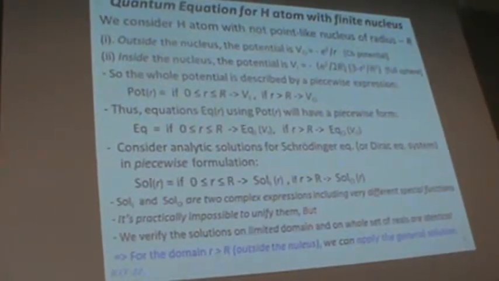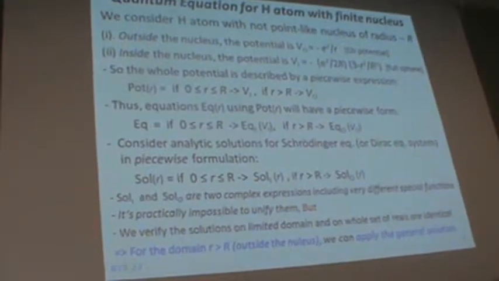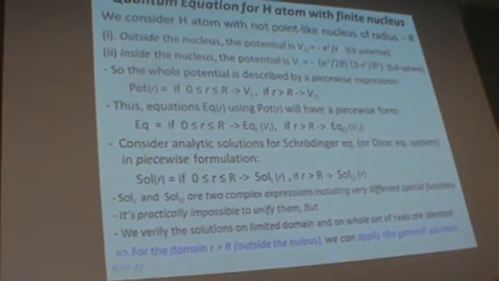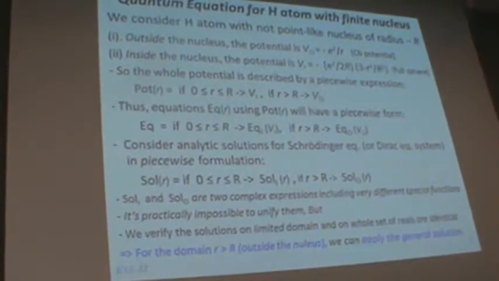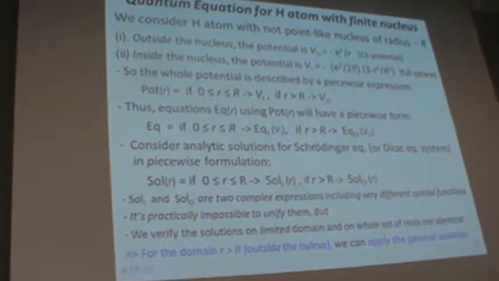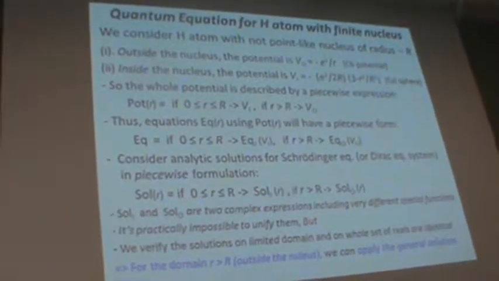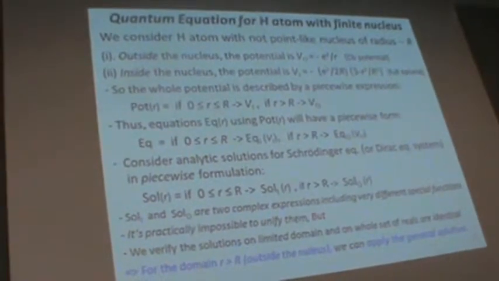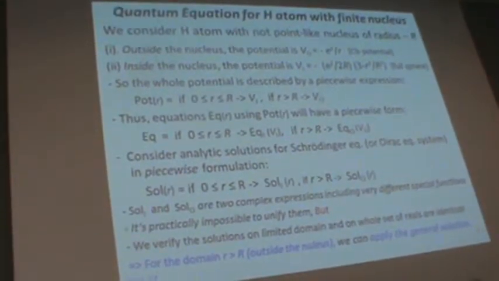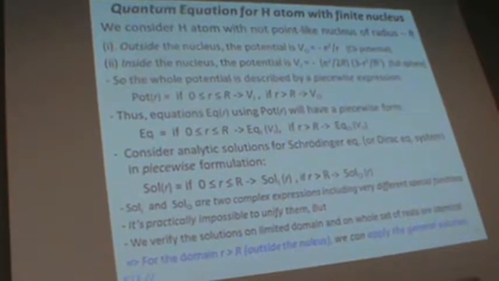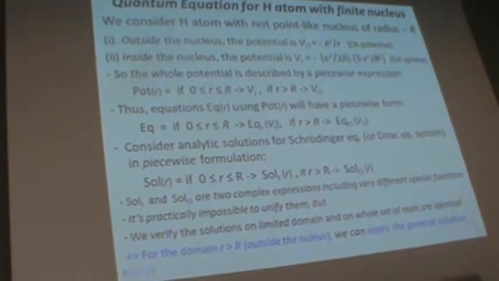For the Dirac system of radial equations we observe, first, the formal solutions are very different in the two domains and they are very difficult to unify. Secondly, the solution on the considered limited domain is formally the same as on the overall domain of real numbers. Here, this latter corresponds to the point-like nucleus case. So, the general solution for the point-like nucleus case can be used for the domain associated with the nucleus outside.